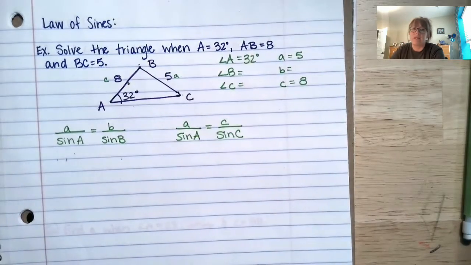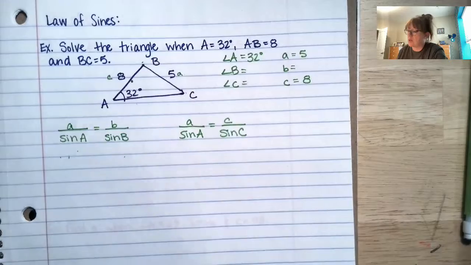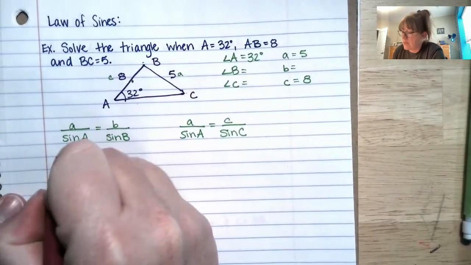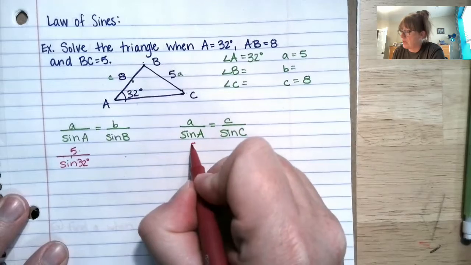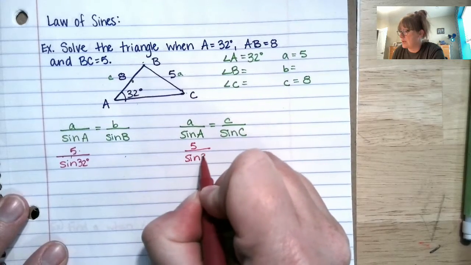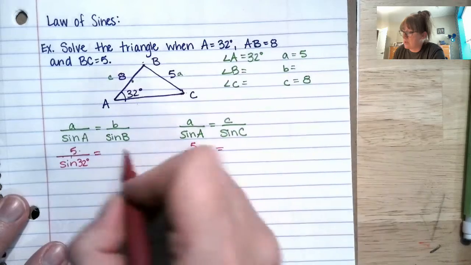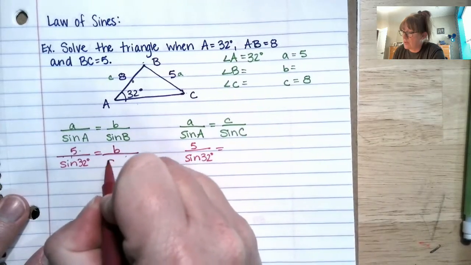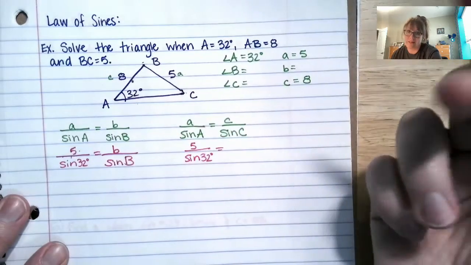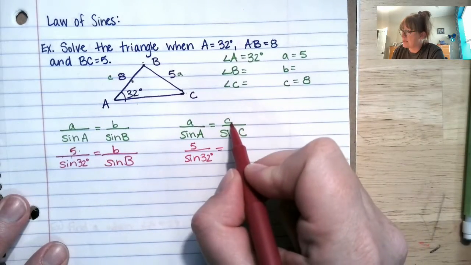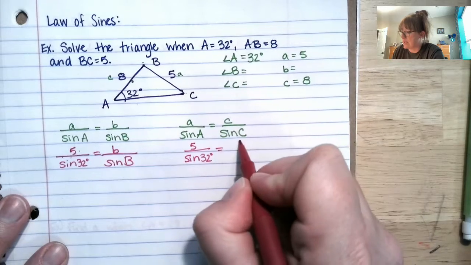Okay, so let's start plugging in the things that we know. We know little a is 5, and we know big A is 32. Little b we do not know. And sine B, we do not know. So here, one equation, two unknowns, we can't do anything with that one yet. Let's look at this guy. Sine C, little c we do know is 8.